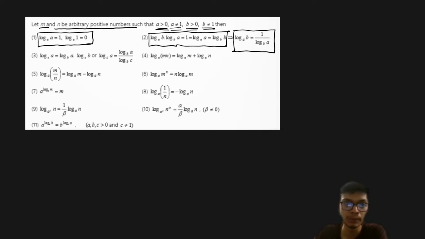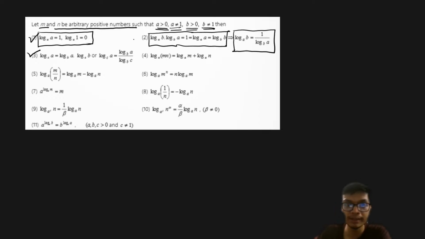Similarly, log b base a into log a base b is equal to 1. This particular relation gives you an important relation, the base changing formula, that is, log b base a is 1 upon log a base b. All right, so these are some of the important properties that you need to look into, right?